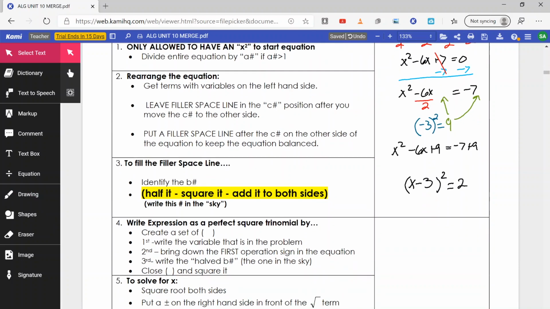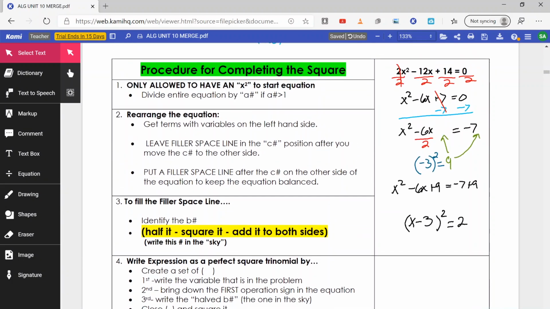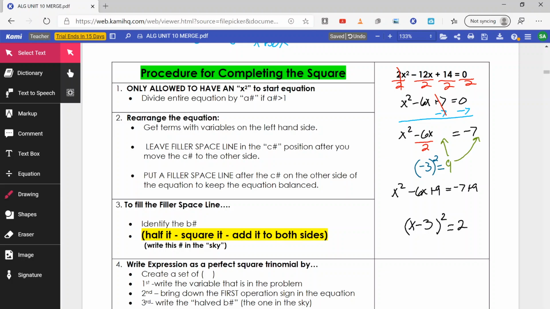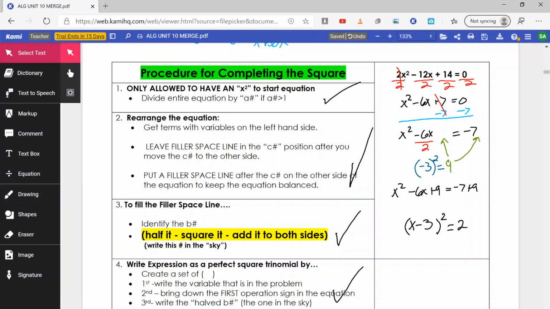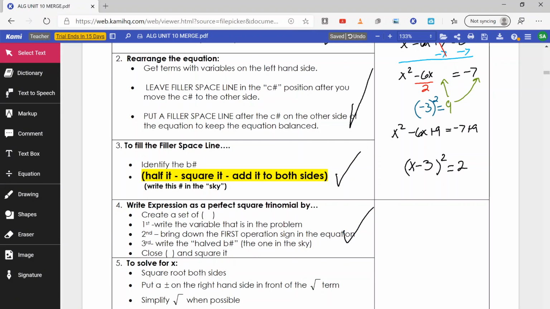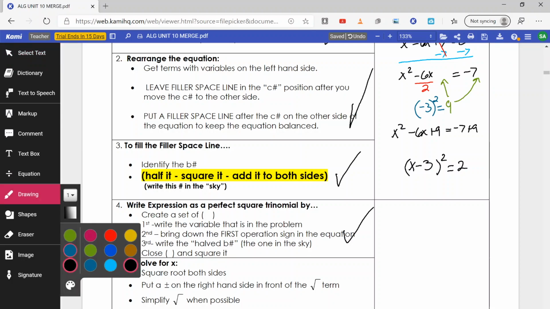What we'll do now, so we divided by 2 in step 1. We rearranged it to get the filler over here in step 2. Step 3, we halved, squared it, and added to both sides, which we did. We created an expression as a perfect square trinomial, x minus 3 squared. And now what we're going to do is solve for x. So here we have our equation, x minus 3 squared.